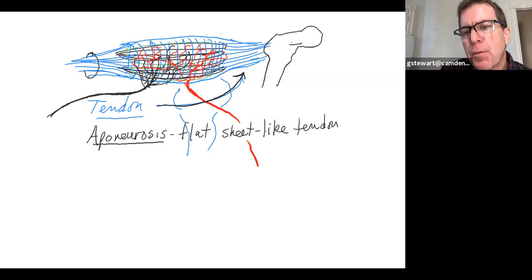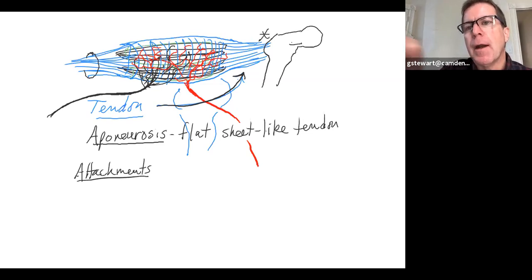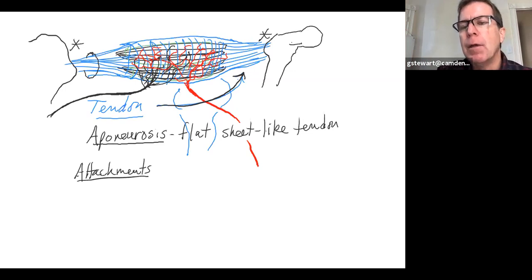Now, your book does briefly talk about attachments. I was going to talk about that later, but I'm going to say them now. Attachments just means the tendon ending that attaches to bone here, and on my make-believe muscle up here, it also attaches to another bone here. Those are points of attachment, and we call those points of attachment a muscle's origin and insertion.